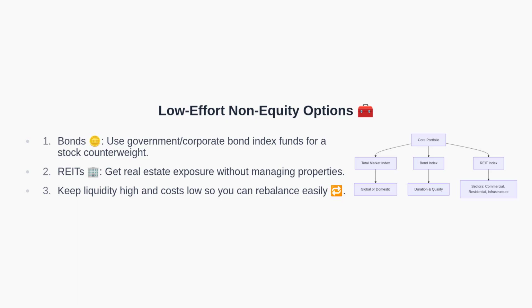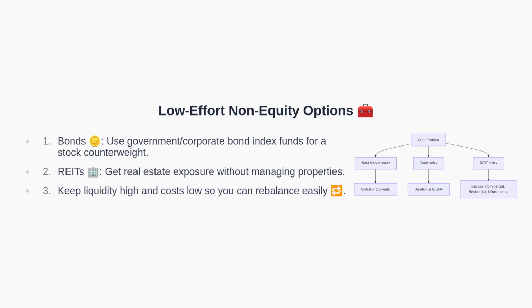Bonds provide a traditional counterweight to stock volatility, and bond index funds make it easy to diversify across issuers, durations, and credit qualities. REITs, on the other hand, provide diversified exposure to real estate across sectors such as commercial, residential, and infrastructure, without the managerial burden of direct ownership. Additionally, maintaining liquidity and low costs allows you to rebalance when markets move, which supports disciplined risk management.